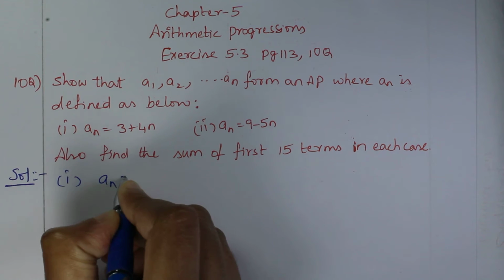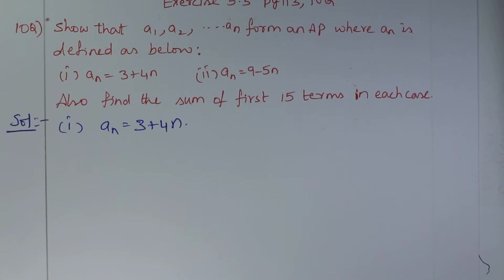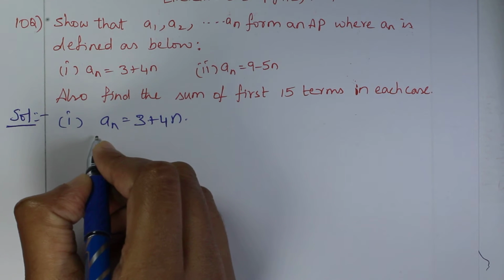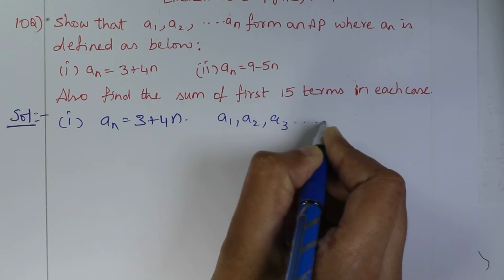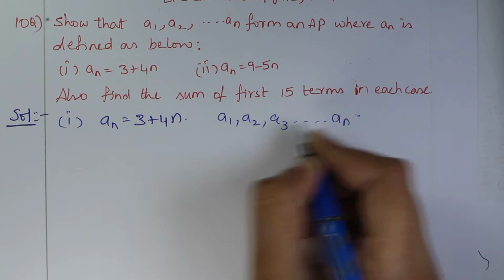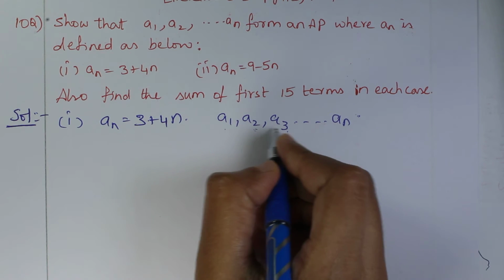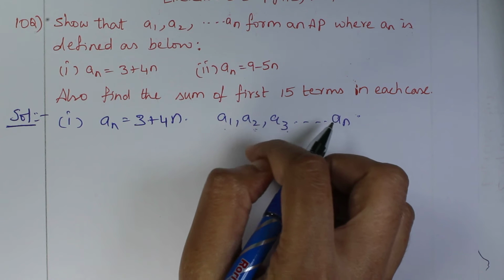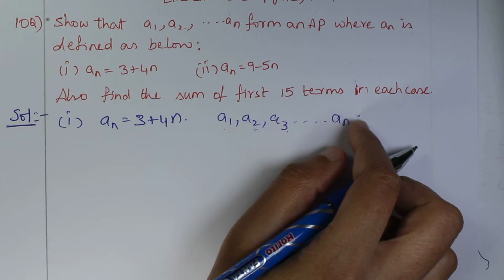an is equal to 3 plus 4n. We'll find out a1, a2, a3 and so on till an, and see if the difference between the consecutive terms is constant, that is, d remains constant. If there is a common difference, then we'll call that series an arithmetic progression.